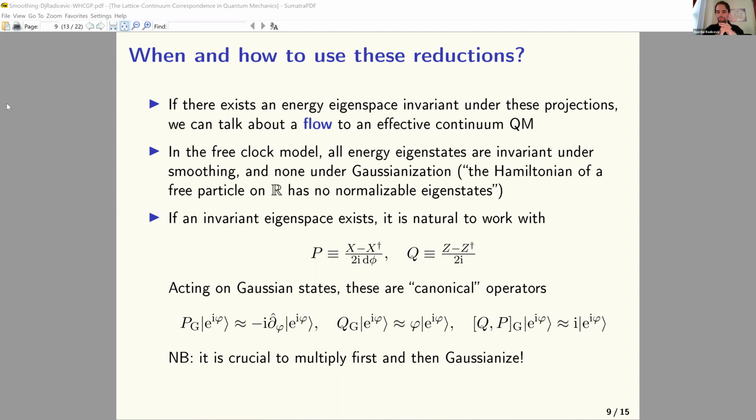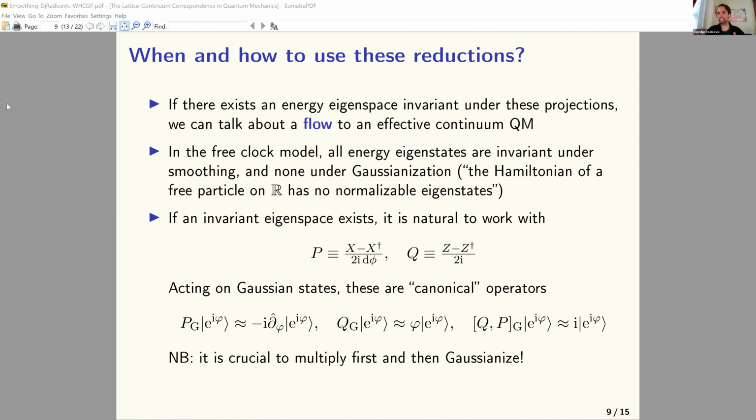This is one manifestation of the old, completely well-known quantum mechanics 101 statement that if you have a free Hamiltonian on R, it has no normalizable eigenstates. Your eigenstates are going to be e to the i p x, and these are not normalizable functions. So this is how you start from a lattice model and figure out whether it gives you a perfectly nice continuum theory with normalizable eigenstates, or a theory with some pathology with non-normalizable eigenstates.